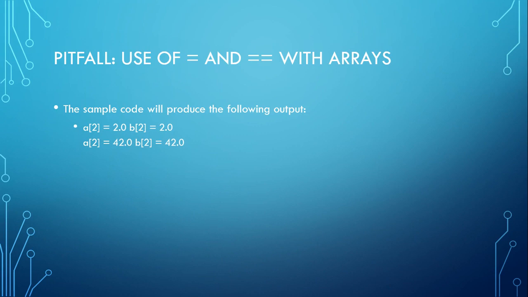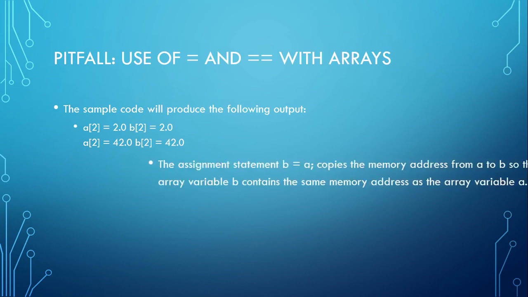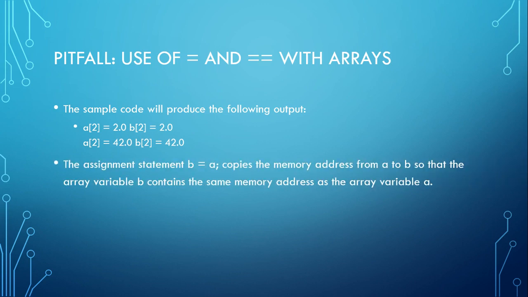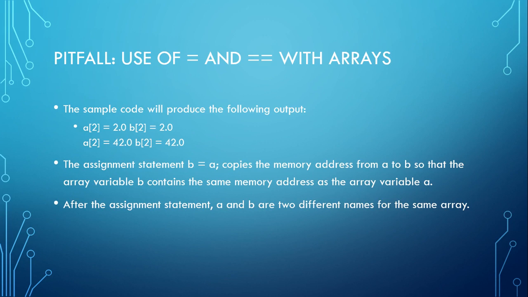If you run that code as shown, this is what you would get as an output: a[2] = 2.0, b[2] = 2.0; a[2] = 42.0, b[2] = 42.0. The assignment operator b = a copies the memory address from a to b, so that the array variable b contains the same memory address as the array variable a.